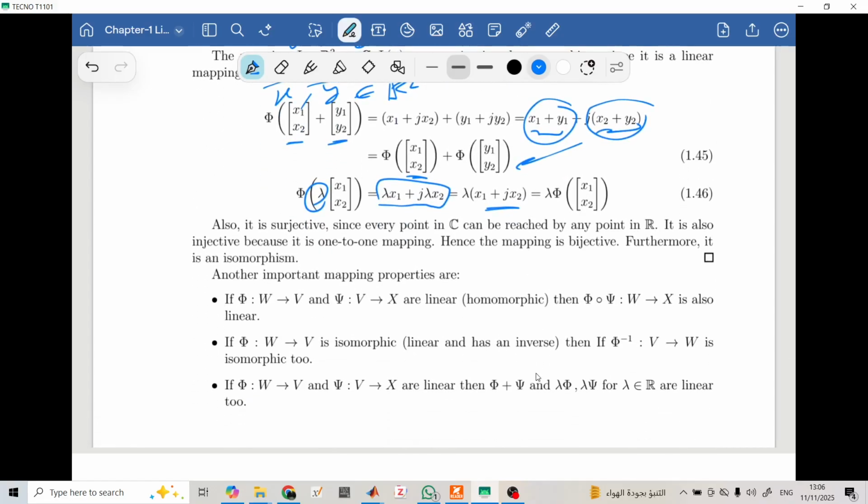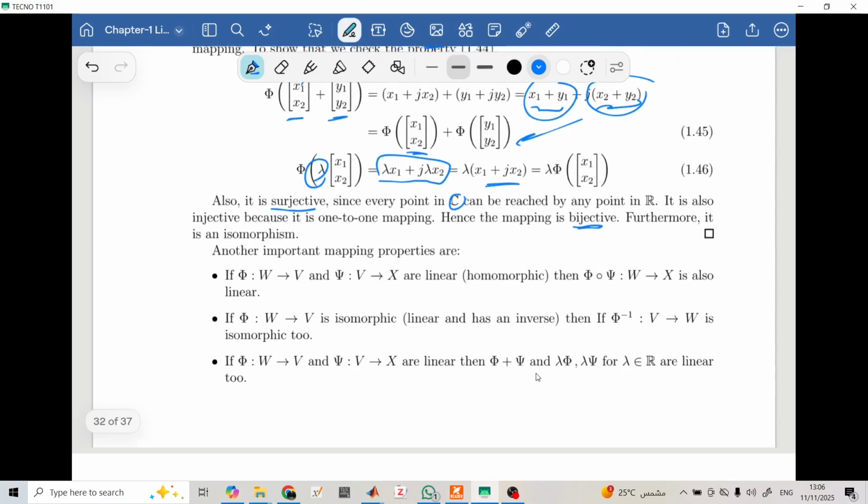It is surjective since any complex number can be represented by a vector. Okay, it's not always easy to see that the mapping is surjective, but in this case it's somehow easy. Okay, it is also injective because it's a one-to-one mapping, hence the mapping is bijective because it's injective and surjective. And it is an isomorphism mapping based on the definition.